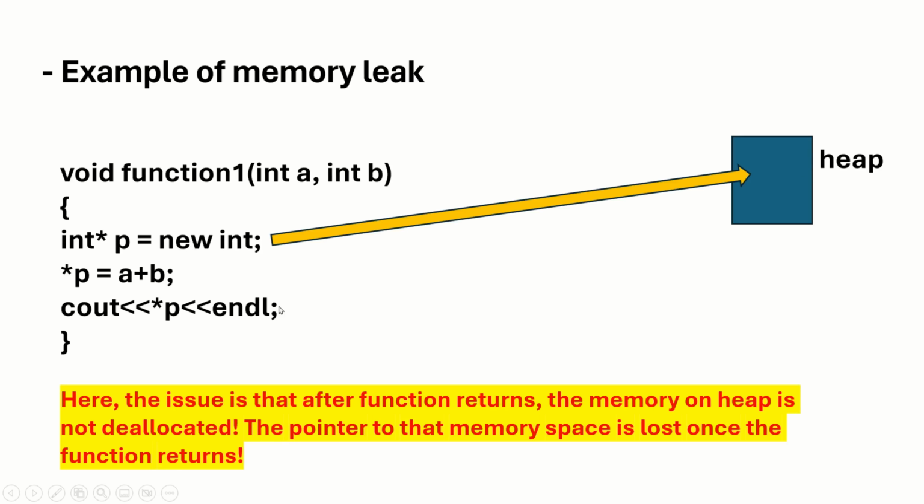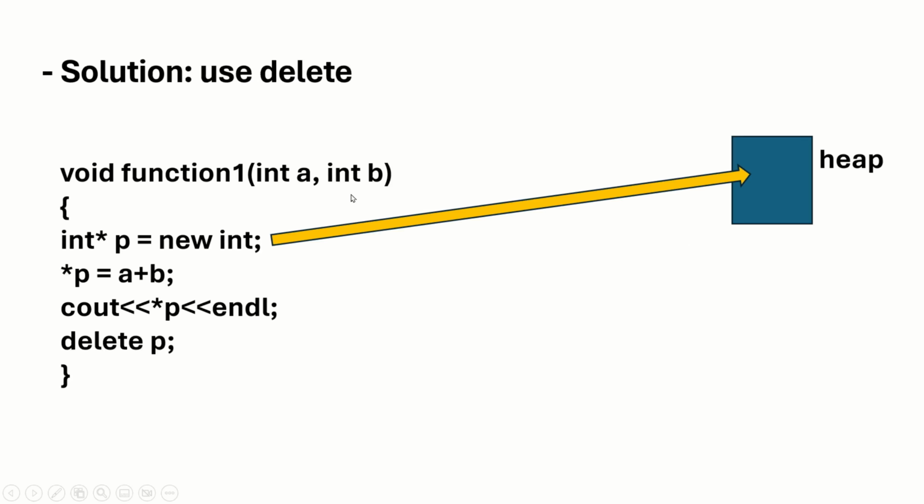And keep in mind this. P itself will be destroyed. However, this reserved memory will not be freed, and this is very, very important. So to solve this problem, as explained previously, we will add delete here. So before we return the value, we are just going to delete p, and that's it.